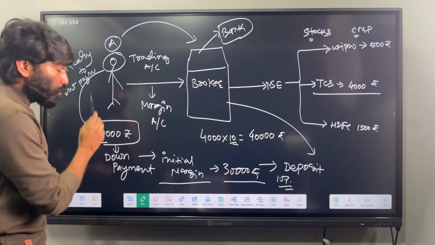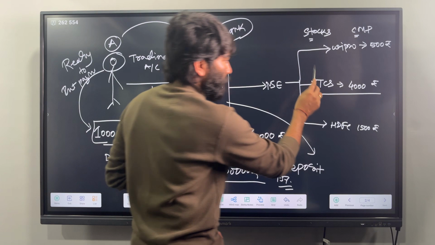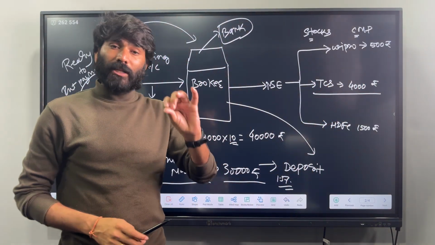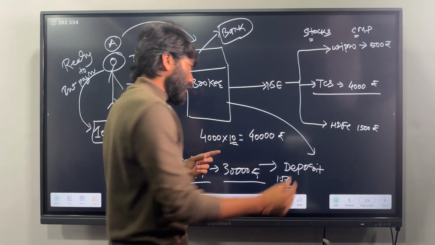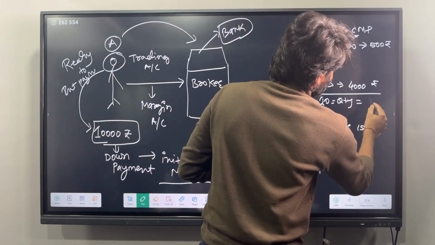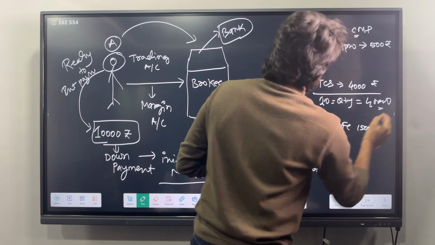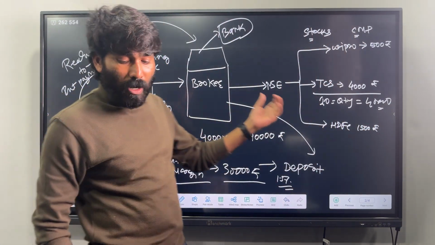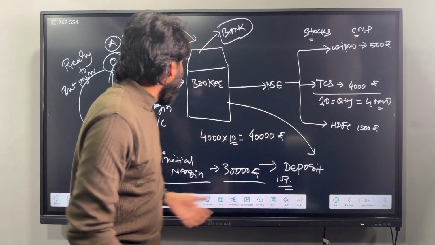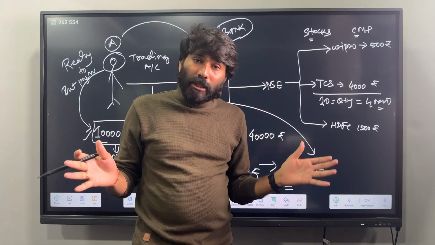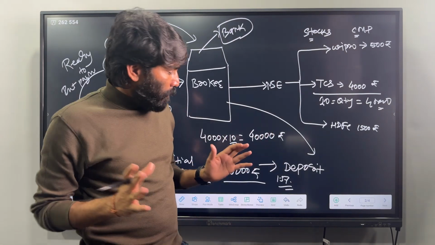Why? Because this person wants to acquire the assets of TCS worth rupees 40,000, 4,000 per share. It means looking for 10 quantities, right? 10 quantities, so the price would be somewhere around 40,000, but this person had only 10,000. So this person wanted to acquire more shares so that this person can multiply the returns. So how can this person multiply the returns?